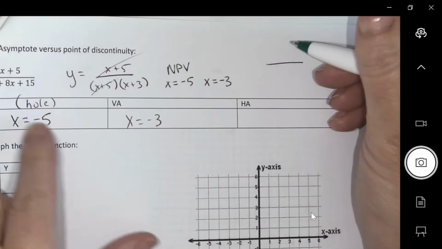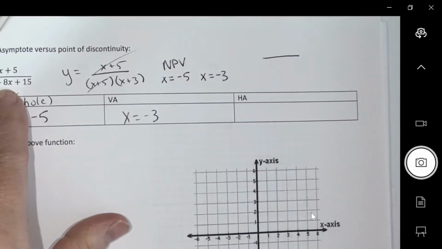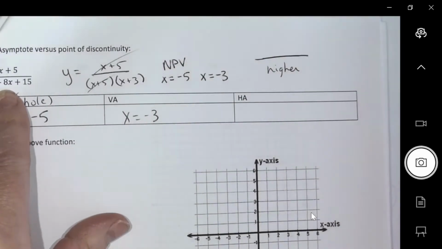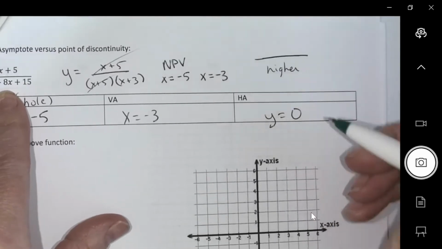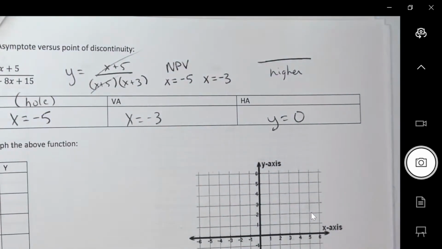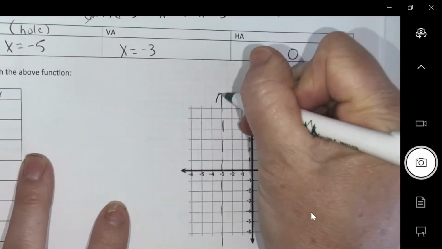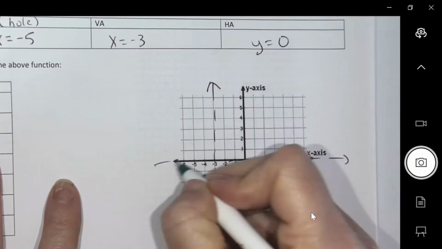And what's going on with our degrees? Are they higher on top or the bottom, or are they the same? Higher on the bottom. So what was the conclusion? If the bottom was bigger, y equals 0. Okay, so I'm going to do the asymptotes already. So x equals -3, y equals 0.